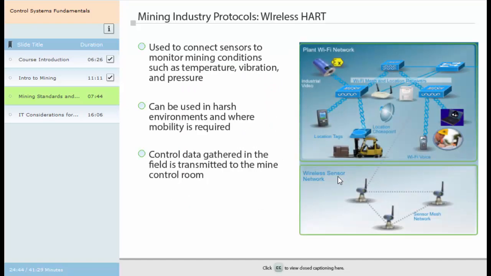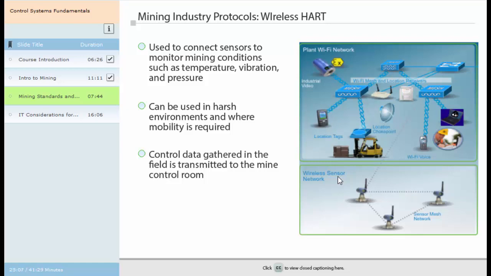Highway Addressable Remote Transducer, or HART, protocol is used for process data gathering and monitoring, used to connect sensors to monitor mining conditions such as temperature, vibration, and pressure. It can be used in harsh environments and where mobility is required, and control data gathered in the field is transmitted to the mine control room.